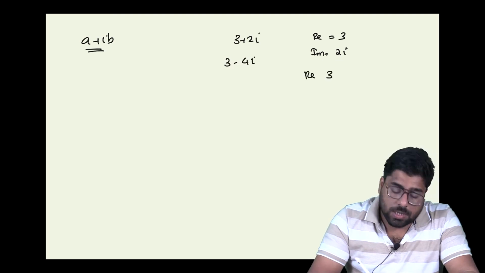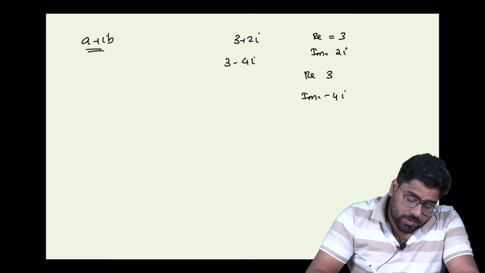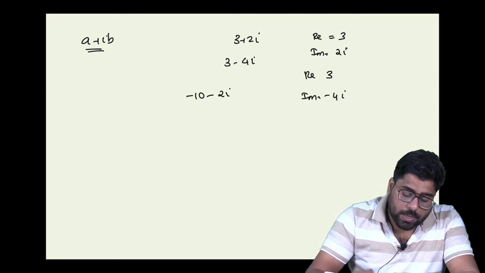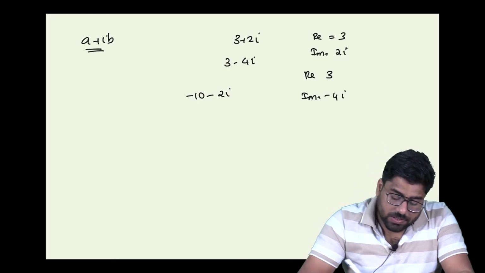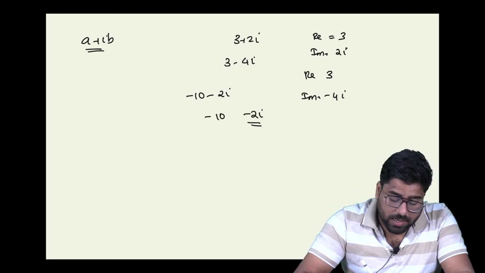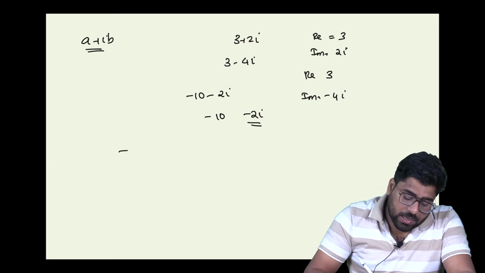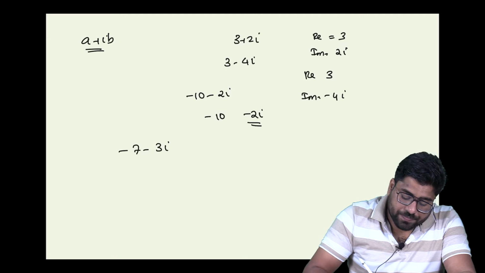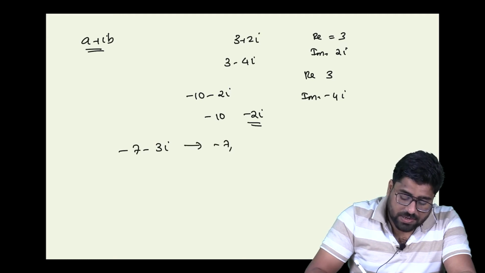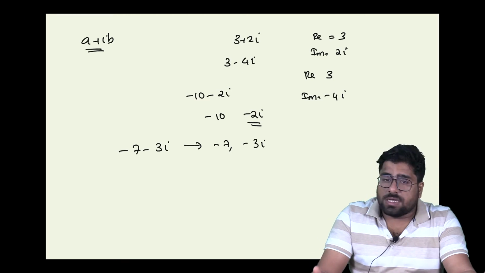Real part is equal to 3 and imaginary part is equal to minus 4i. When I write it as minus 10 minus 2i, what is it called? The real part is equal to minus 10 and the imaginary part is equal to minus 2i. When I write minus 7 minus 3i, then I will call minus 7 my real part and minus 3i my imaginary part. This is how it is generally written.